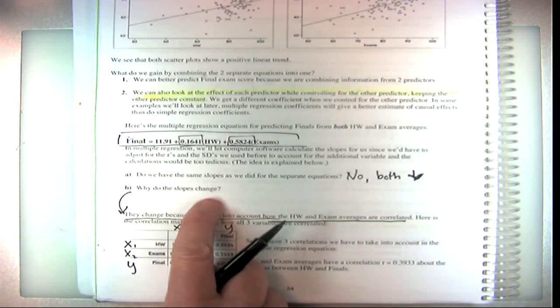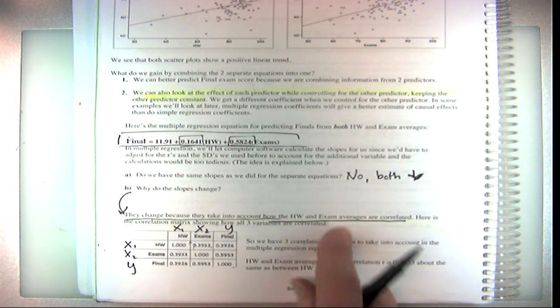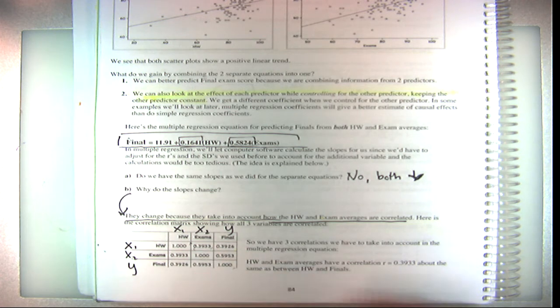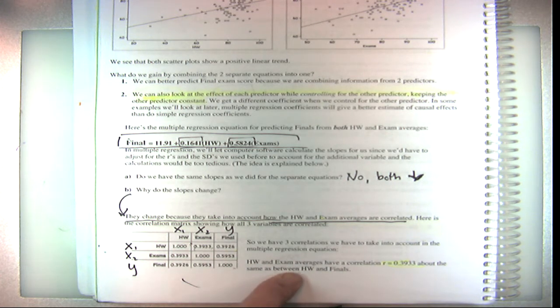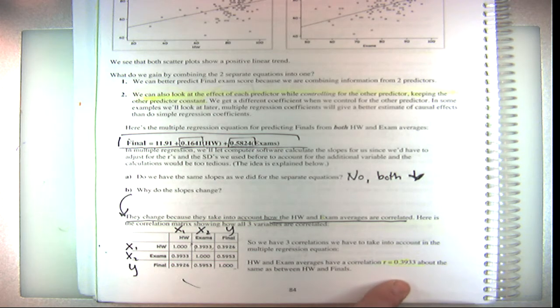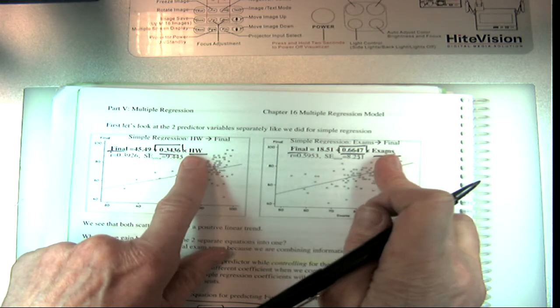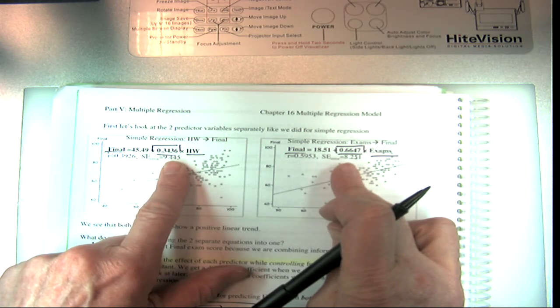Now, what I'm talking about here is why do the slopes change? They change because they take into account how x1 and x2 are correlated. That they have a non-zero correlation. That's what's going on here. If they were completely uncorrelated, if you couldn't predict from somebody's exam score what their homework was, then these would be the same. But what this does, and I'll explain more in a little bit, the simple one doesn't.